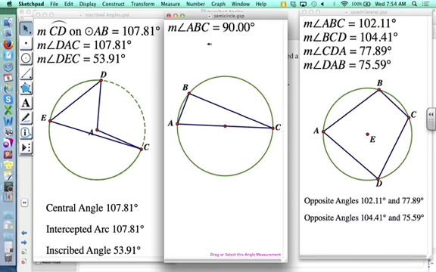Okay, so I've built these circles so that you can go up and click and drag a point and notice the relationship between the angles and the arcs.